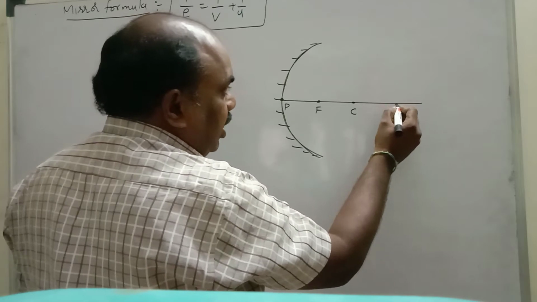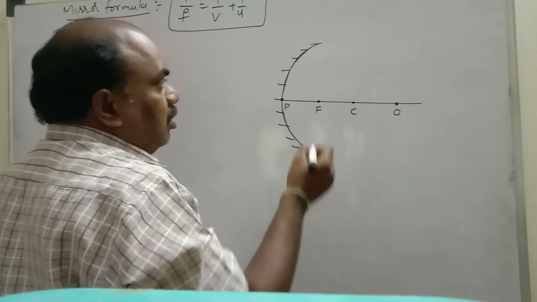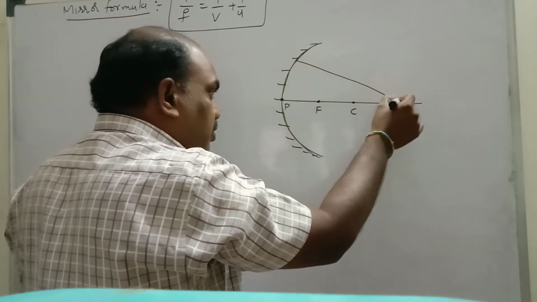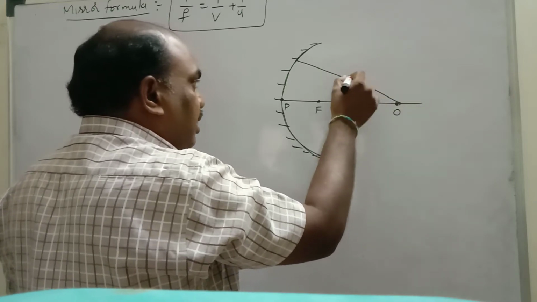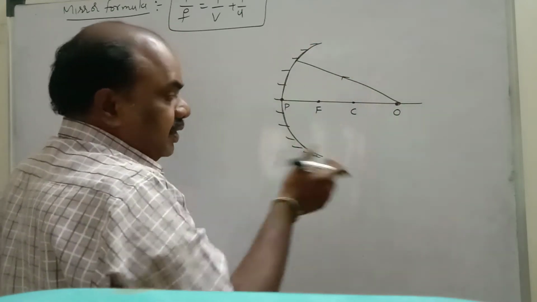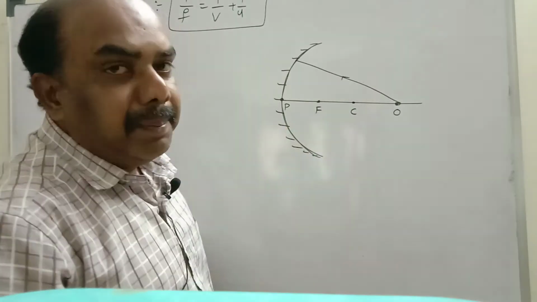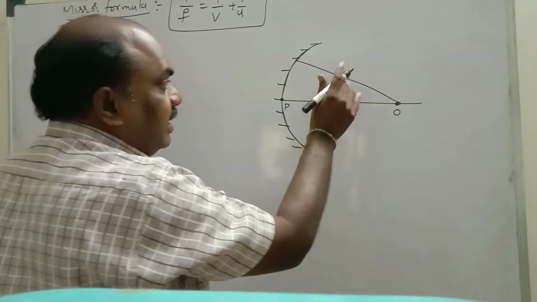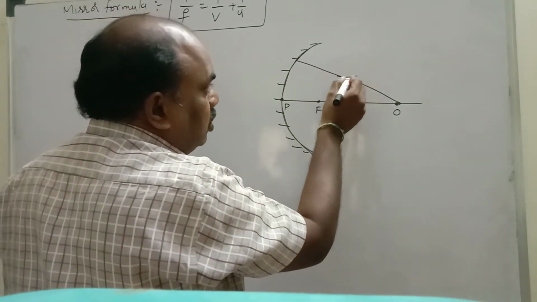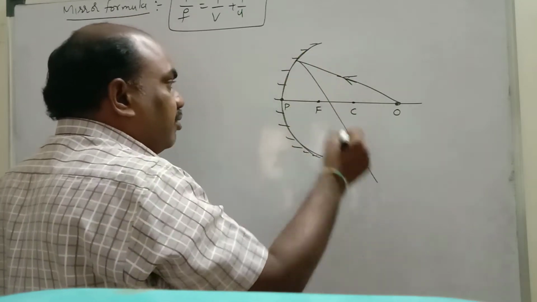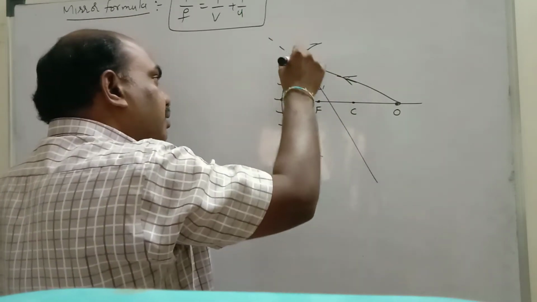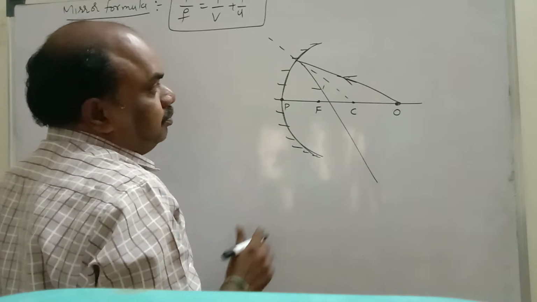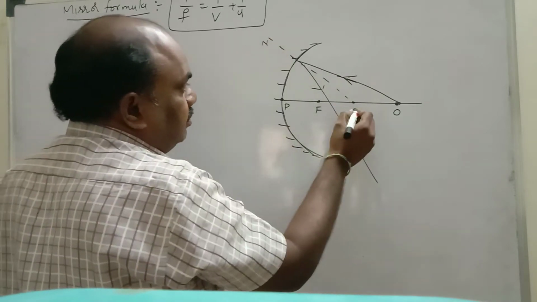Let us consider a point object is present here. We get incident rays from the object, so this is the incident ray. A parallel incident ray after reflection goes through the focus, but this is not a parallel incident ray, it is a slant incident ray. Let us consider it goes after reflection beyond the focus. The normal always goes through the center of curvature. This is the normal, N and N dash.